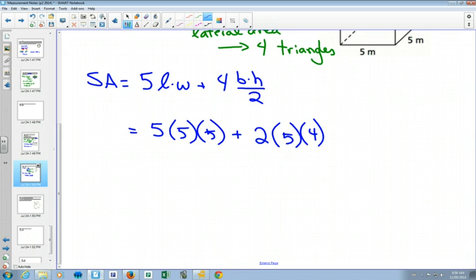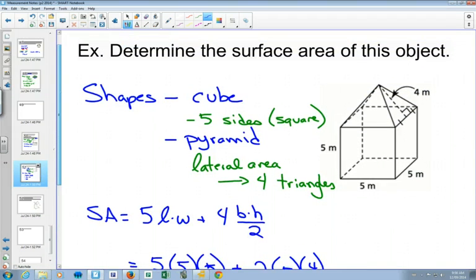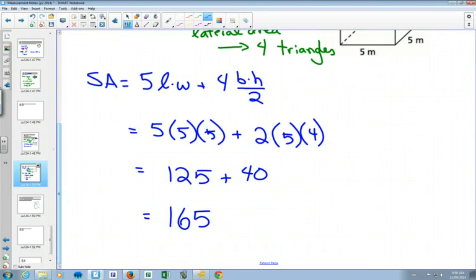Some mental math here. What's 5 times 5 times 5? 125. And 2 times 5 times 4? 40. 165. Dealing with meters, so this would be meters dealing with area, meters squared.